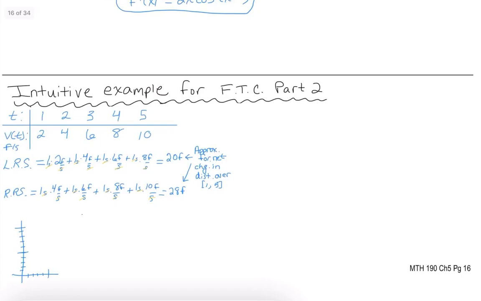All right, so what do we have here? At 1, we're at 2. At 2, we're at 4. At 3, we're up at 6. At 4, we're up at 8, and at 5, we're up at 10.